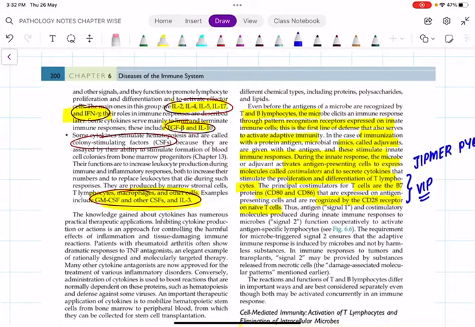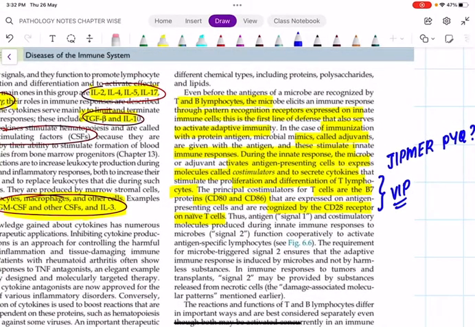What in our immune response. Fine. So remember, even before these antigens are recognized by our T and B lymphocytes, the microbe will elicit an immune response. How? I told you, via the toll-like receptors, pattern recognition receptors. Actually, that is the first line of defense. That only comes into action first.